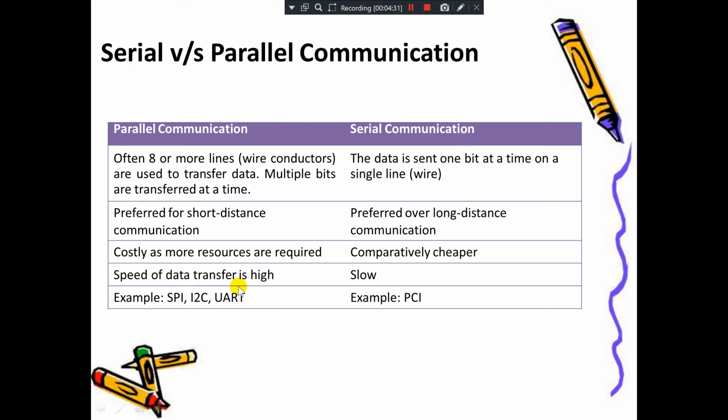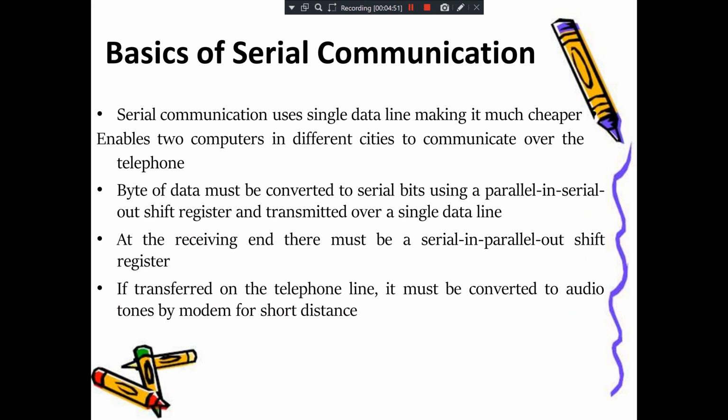The speed of data transfer will be very high in parallel communication. It will be slow in serial communication. Examples for parallel communication are SPI, Serial Peripheral Interface, I2C, UART, Universal Asynchronous Receiver Transmitter, and PCI, Peripheral Component Interconnect. Okay, so now let us discuss about the basics of serial communication.